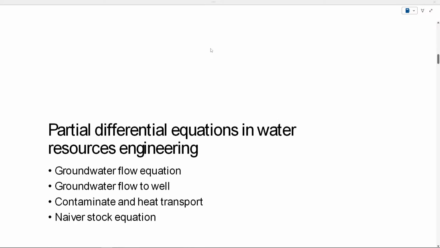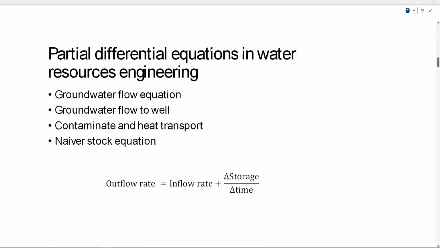So partial differential equations in water resources engineering, you will see a lot, like the groundwater flow equation, groundwater flow to a well, contaminant and heat transport, and the Navier-Stokes equation. The Navier-Stokes equation is a general flow equation for incompressible flow, and from this equation you can derive many of the flow equations for pipe flow, open channel flow, even Darcy's law for groundwater flow. Yes, you can.